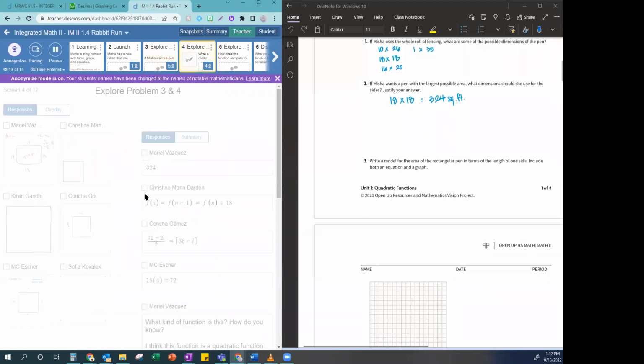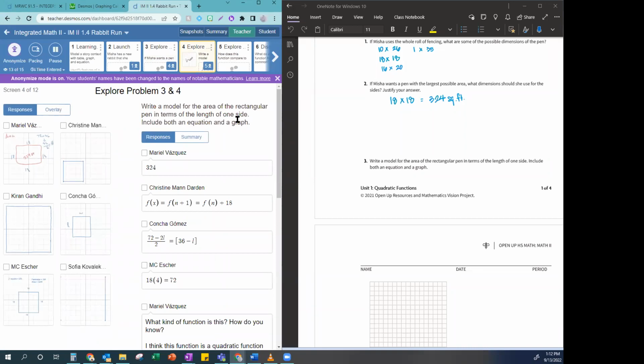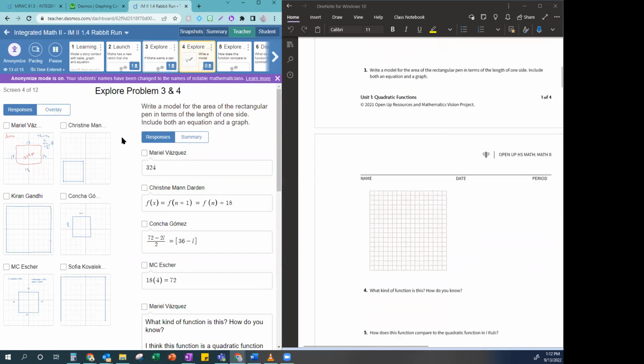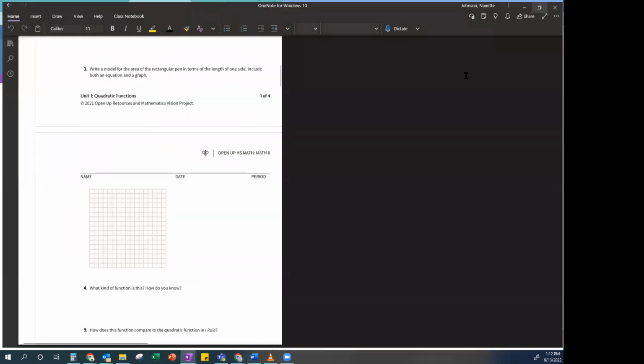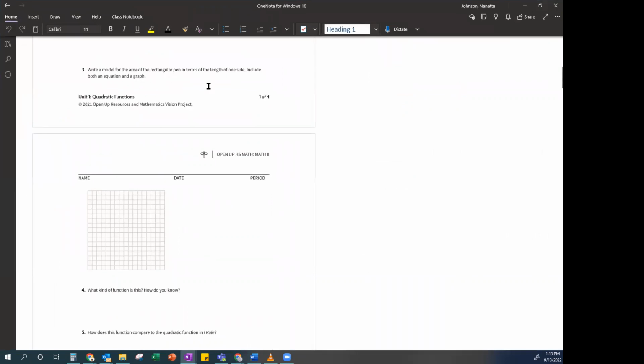Okay, the next one says, write a model for the area of the rectangular pen in terms of the length of one side. Include both an equation and a graph. Okay, so this one I could see we definitely did need help on. People asked about this slide as well, so very, very good. I'm going to write it right here. I'm going to actually ignore this right here, so don't worry about that. It says write a model for the area.